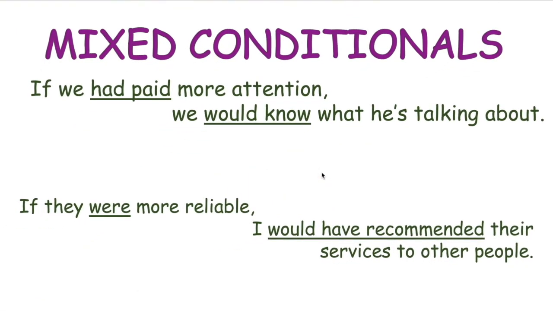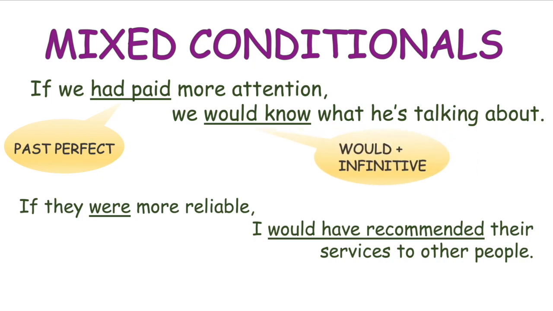Finally, let's look at the two most frequent types of mixed conditionals. If we had paid more attention, we would know what it's talking about. We use past perfect after if in the if clause and would plus infinitive in the main clause. What we want to say is that the condition from the past, paying attention, was not fulfilled. So right now, in the present, we have no idea what it's talking about.